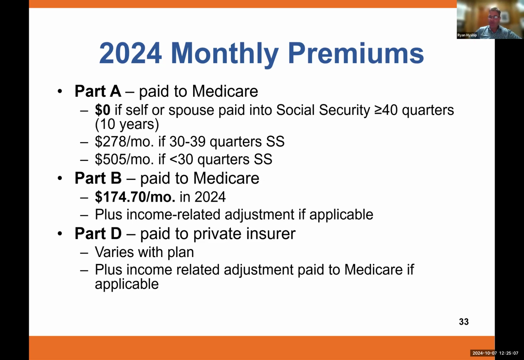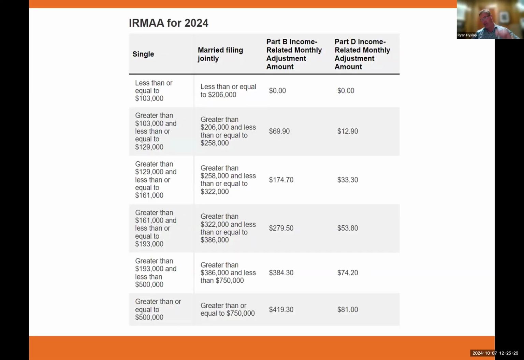Part B, every single one of you is going to have a premium in Part B, and as of 2024, it's $174.70 a month, plus an income-related monthly adjustment, which I will refer to from here on out as the IRMAA, income-related monthly adjustment. Part D, you pay to a private insurer, varies with the plan, plus the IRMAA as well. So what is the IRMAA?